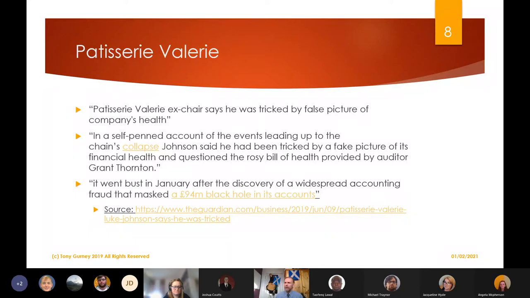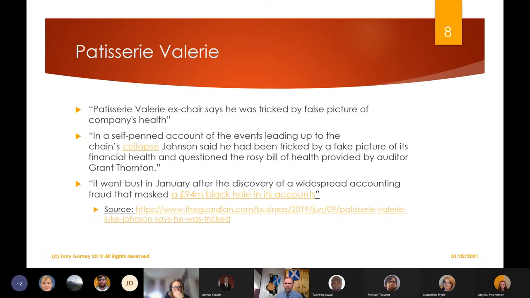The board of directors had to swiftly change things when they found out that their accounts were wrong and they had £120 million less than they thought they had. Now, the chair tried to say it wasn't anything to do with him, Gov, honest. Somebody lied to him. A guy called Luke Johnson.